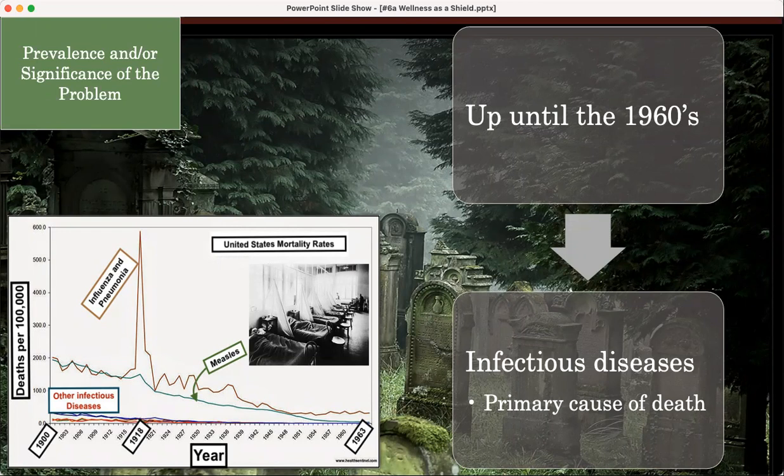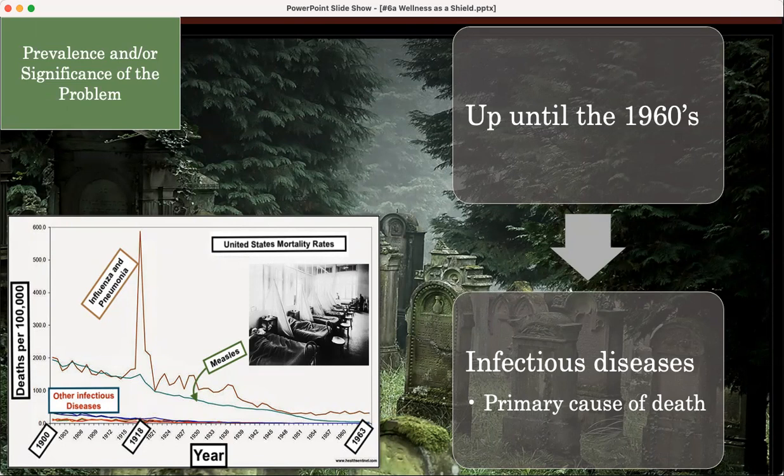Going on to the prevalence and significance. Up until the 1960s, infectious disease was our primary cause of death in the United States. This is a graph showing all these infectious diseases: influenza, pneumonia. This was the Spanish flu epidemic of 1918. And these are some of the other infectious diseases like polio, smallpox. And this is an image of one of the hospitals in 1918 full of patients with the Spanish flu.